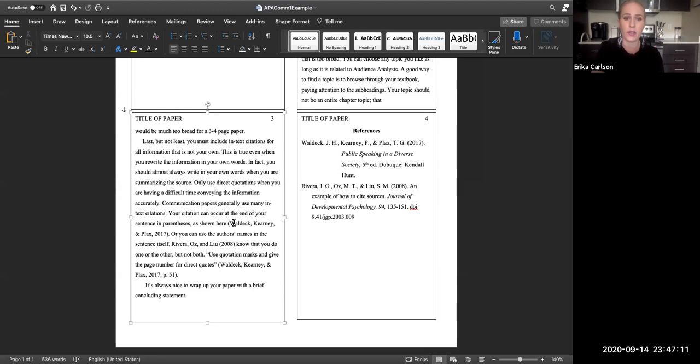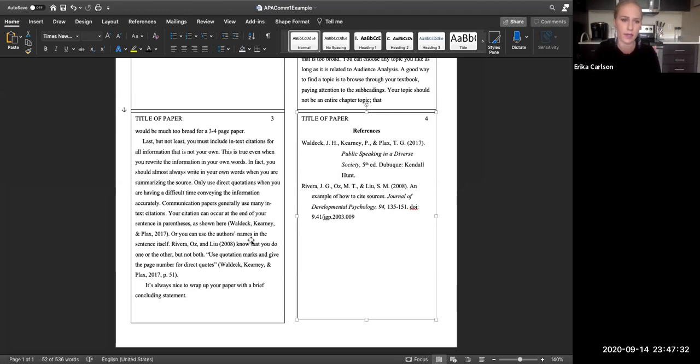Now, please make sure you're spelling the author's names correctly so that the reader can directly match this in-text citation to what they see here in the reference page. In your in-text citations, do not include the author's first initials. It's simply last name, comma, year published.